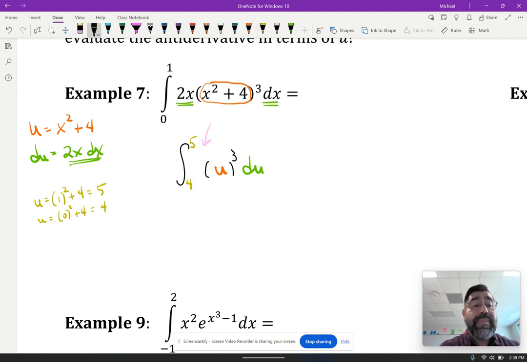Okay, now we're ready to take the antiderivative. The antiderivative of u to the third is u to the fourth divided by 4, but we need to evaluate this at 4 and 5, right?